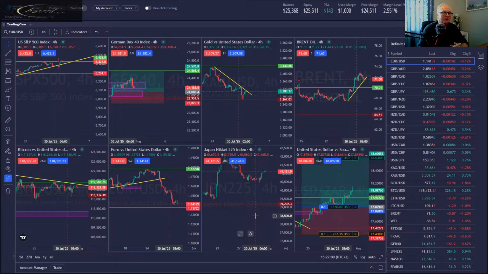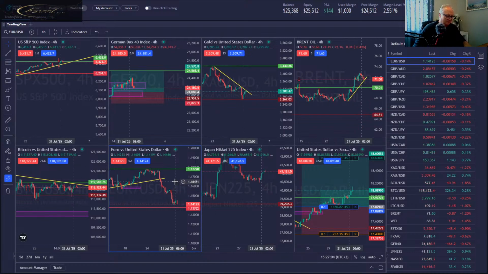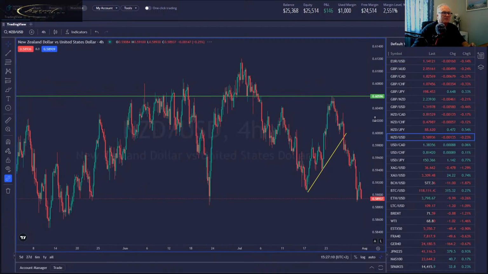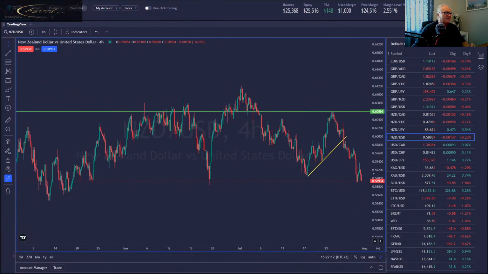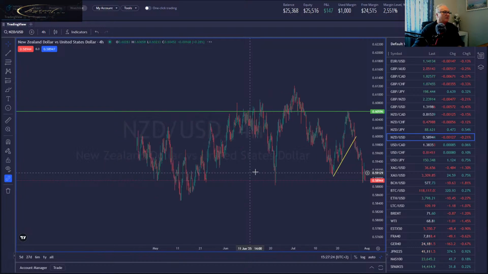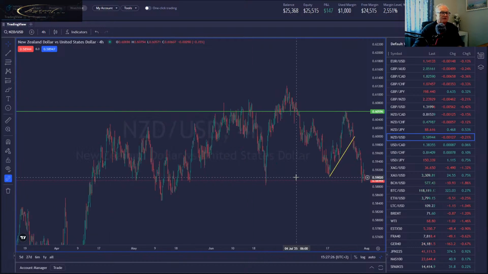Interesting one was the New Zealand dollar, US dollar I was looking at earlier. Where is it now? Yeah, I was looking at that. Look at that. That's an insane drop. It looks like it's broken to the downside. It did so well all the way up. Now it most certainly looks like it's breaking to the downside here.